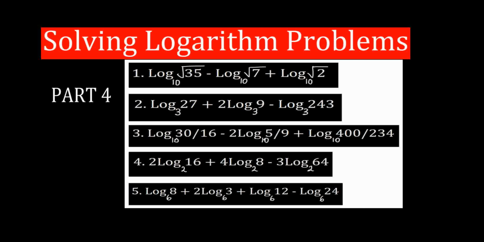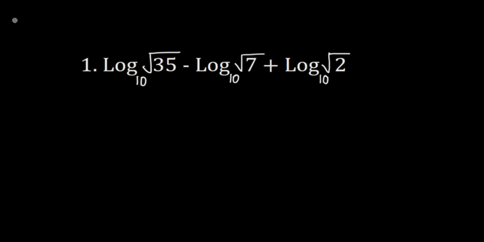All right, let's get started. Question number 1. Log square root of 35 to base 10 minus log square root of 7 to base 10 plus log square root of 2 to base 10. To solve this problem, first you must recognize that the base is the same. And as a result, you can simply write this as a single logarithm expression.